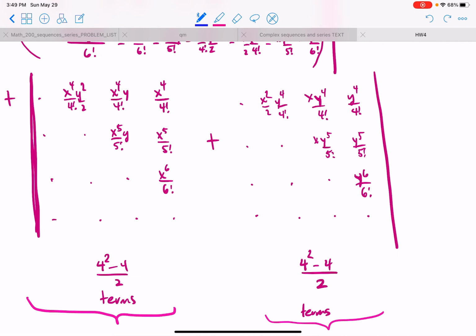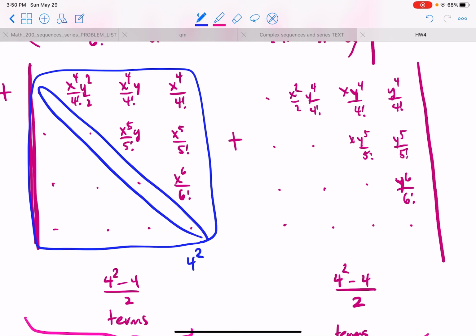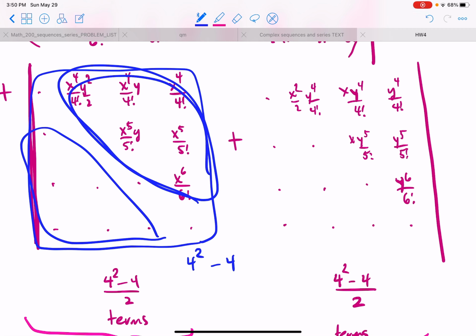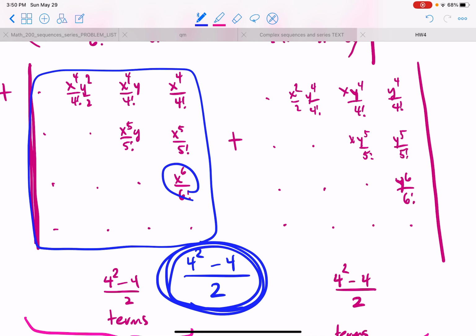Well, up here I have a 4 by 4 square, and so there are 4 squared entries in here. Then I get rid of the diagonal, I remove it. That's removing 4 terms. But then I don't want these either, there's one term over on here for the upper. In other words, this is the number of terms. And let's check. 16 minus 4 is 12. 12 divided by 2 is 6. And there are 1, 2, 3, 4, 5, 6 terms.